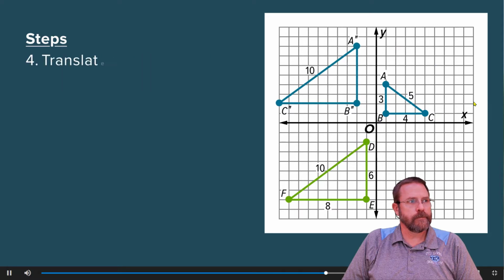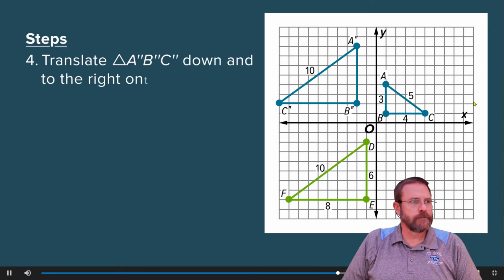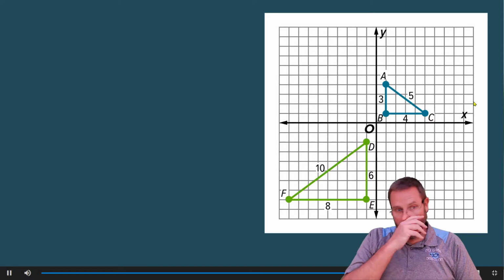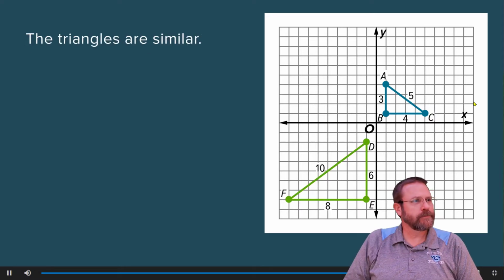Let's keep going. Lastly, translate triangle A double prime, B double prime, C double prime down 10 units and to the right 1 unit so that it maps exactly onto triangle DEF. So, the triangles are similar because triangle ABC can be mapped onto triangle DEF using a sequence of a dilation, a reflection, and a translation.